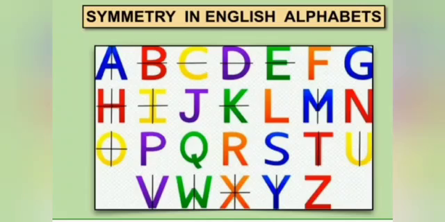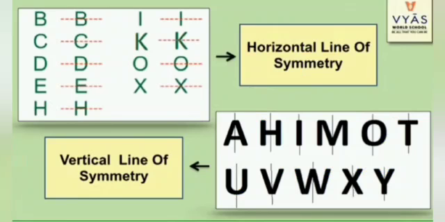Look here. Symmetry in English alphabets. Some alphabets are divided horizontally. Some alphabets are divided vertically. Some alphabets are not symmetrical because they cannot be divided into equal parts.